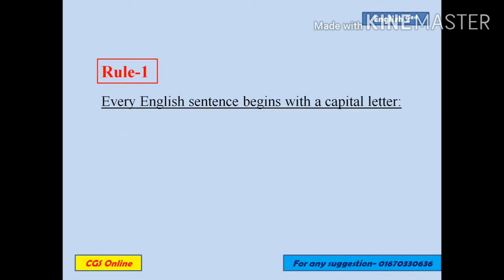In Bengali there is no uppercase or lowercase, or capital letter or small letter, but in English there are two forms of a letter. One is uppercase and the other is lowercase, or one is capital letter and the other is small letter. And the fact is, you will have to start each and every sentence with a capital letter.